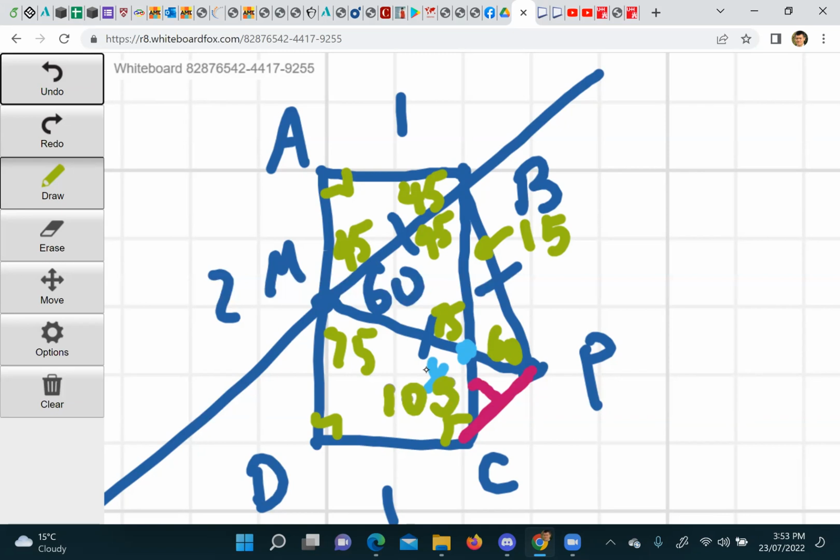Then you can find out ABC by angle sum. Oh wait, no, you can't. Wait. So you got this angle here is 75, yeah?